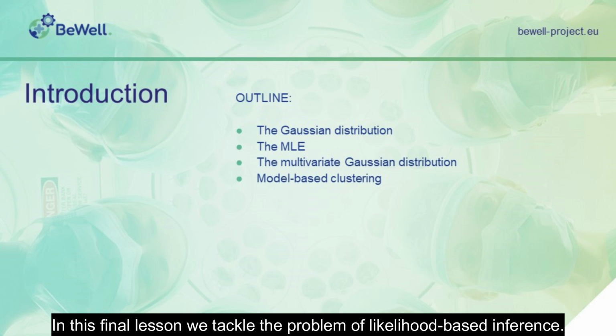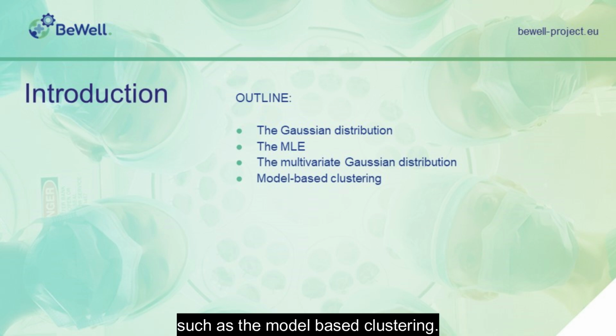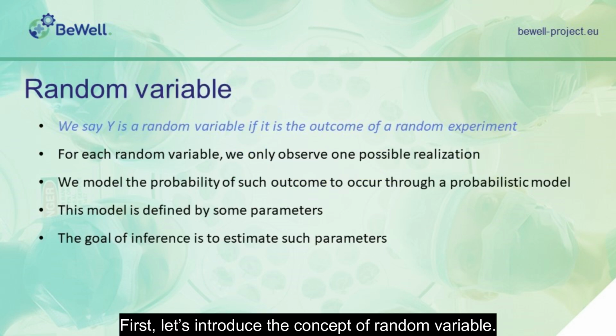In this final lesson we tackle the problem of likelihood-based inference. We start from the Gaussian distribution to achieve more advanced techniques, such as the model-based clustering. First, let's introduce the concept of random variable.